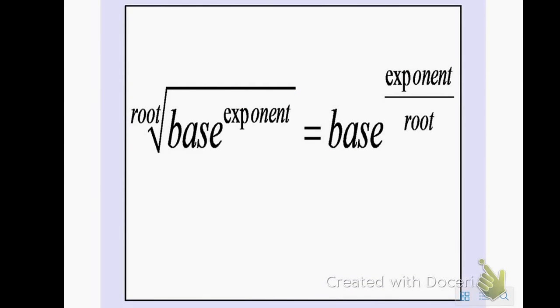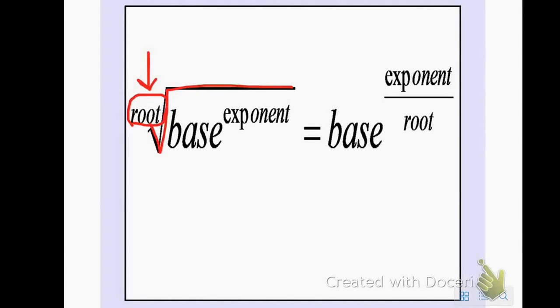Alright, and this is your rule. If you have a radical, this right here is your radical because it's your radical sign. Whatever root you're taking is going to be here. If it doesn't have a number, it's understood to be 2. Your base is your big number, what you're going to be taking the square root or the cube root of, and then you may have an exponent.